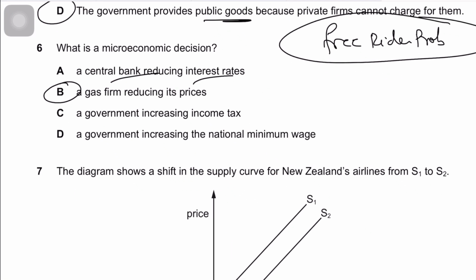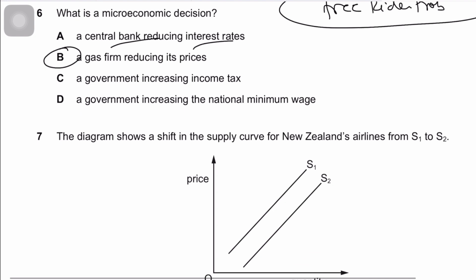National minimum wage rate is a supply side measure. Government increasing taxes is a fiscal measure. A is a monetary policy. So B is the right answer. Question 6, B for boy.